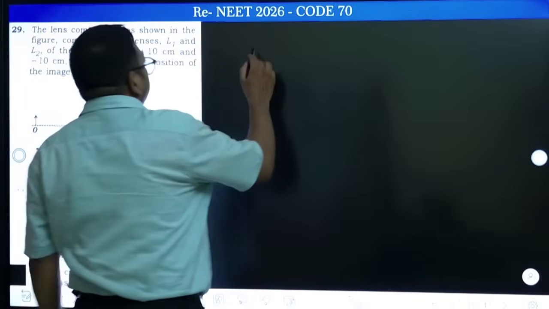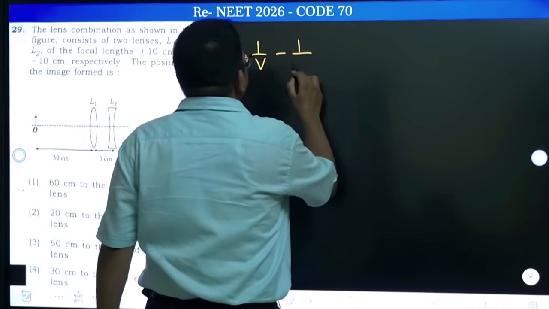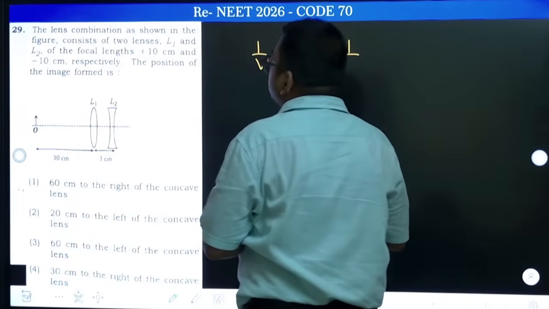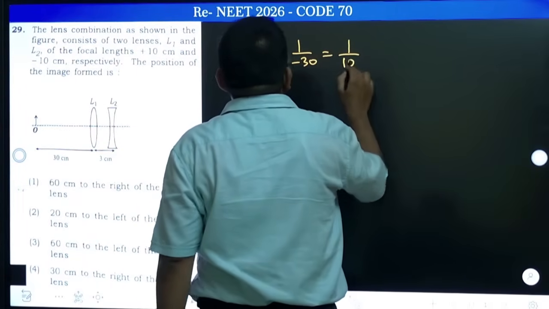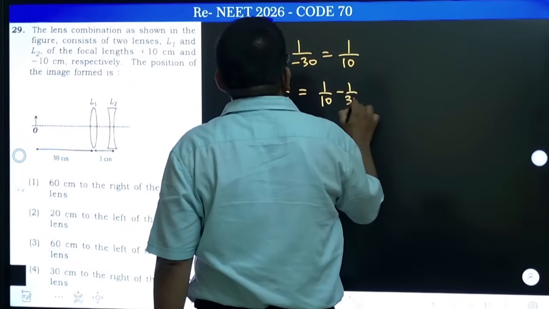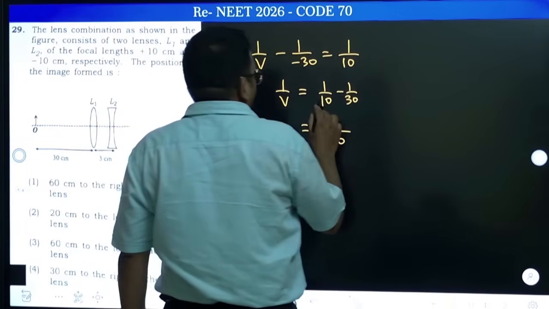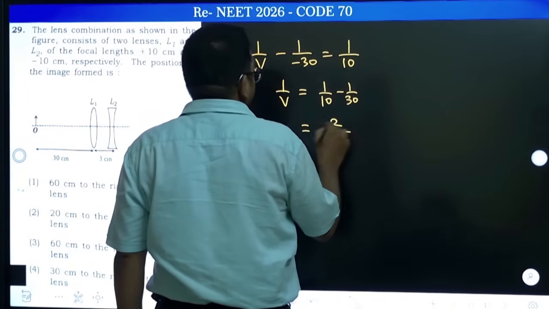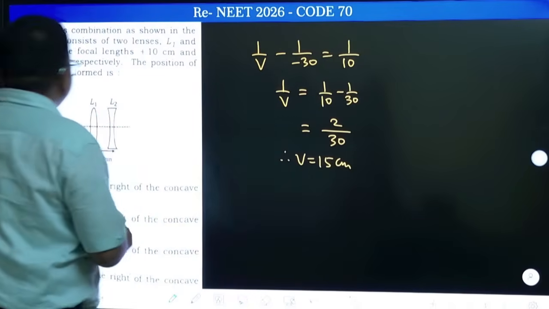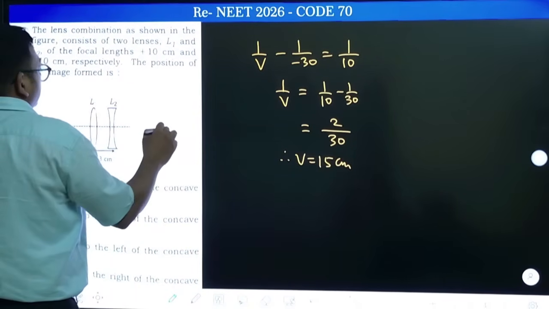So 1 by v minus 1 by u, where u is minus 30, is equal to 1 by focal length. Focal length for the first one is plus 10. So 1 by v is 1 by 10 minus 1 by 30. That becomes 3 minus 1 over 30, that is 2 over 30. So v will become 15 centimeter. So 15 centimeter from the first one. Note that it is on this side, 15 centimeter, right?